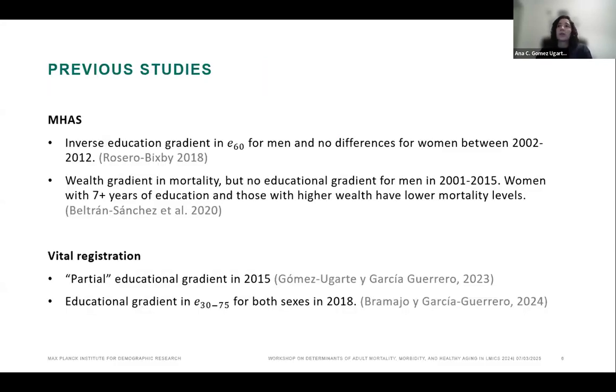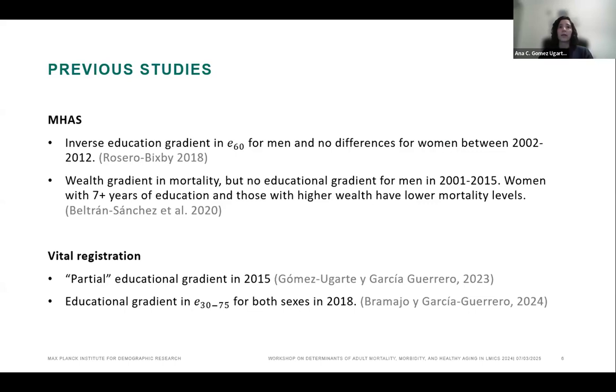So what do we know so far about mortality by education in Mexico? Previous studies have estimated it from each of these data sources separately. Studies using the Mexican Health and Aging Study have found, basically for men, no educational gradient, and in some cases even a reverse educational gradient, which means that lower educated individuals have higher life expectancy or lower mortality than highly educated individuals.